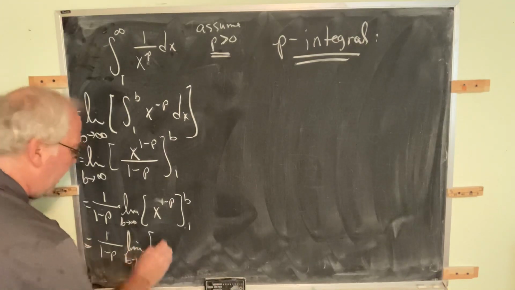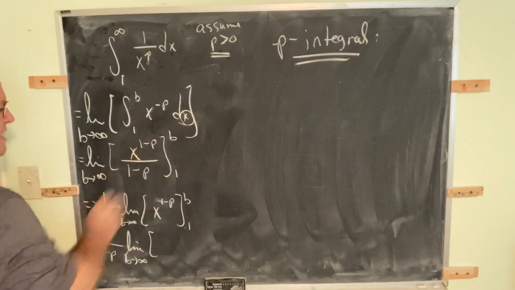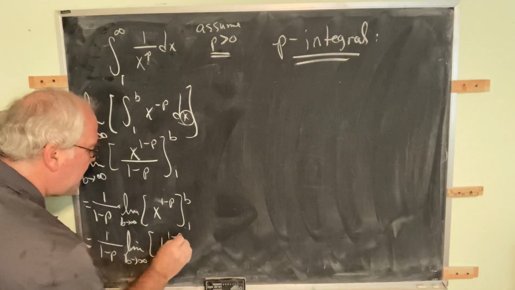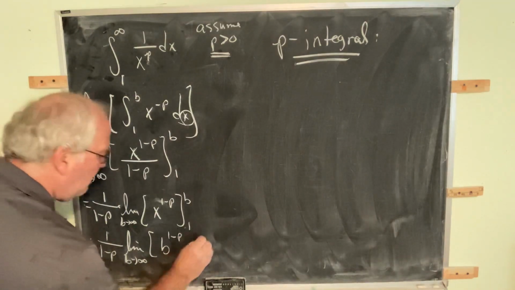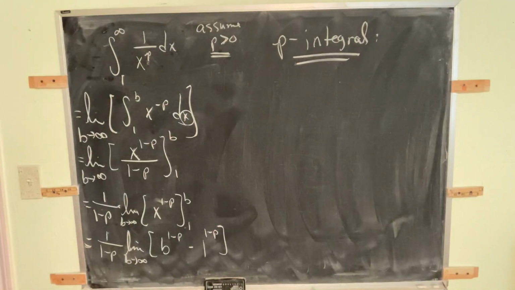And what do we have here? Evaluate the upper limit of integration. Remember, b is going in for x. p is a fixed constant. This is b raised to the 1 minus p minus 1 raised to the 1 minus p. All right?